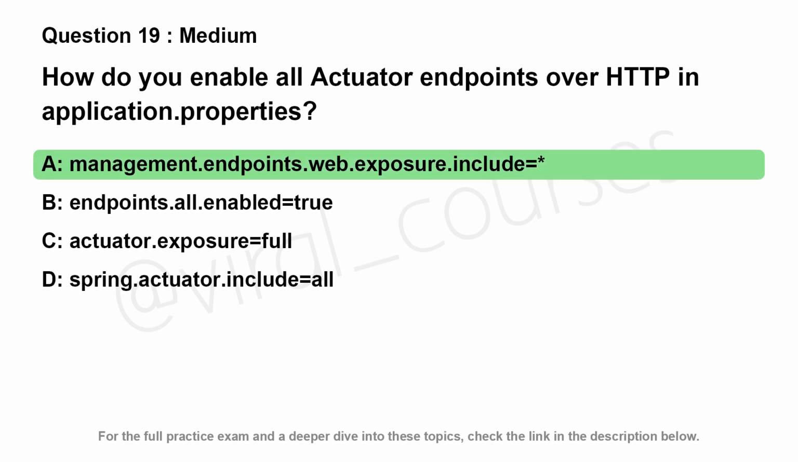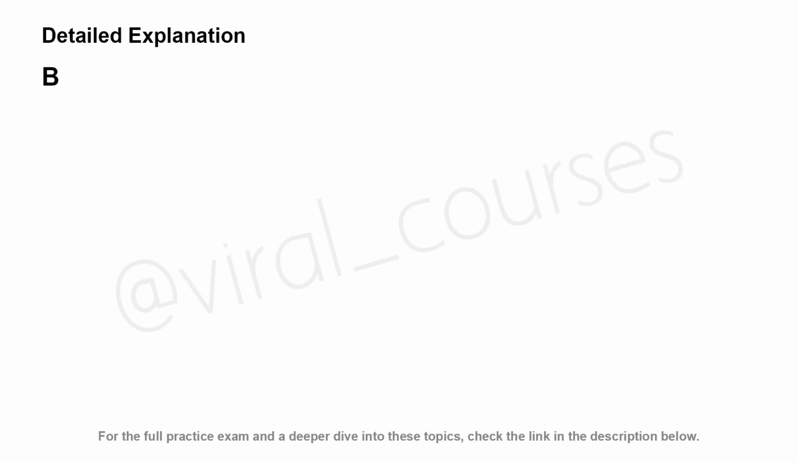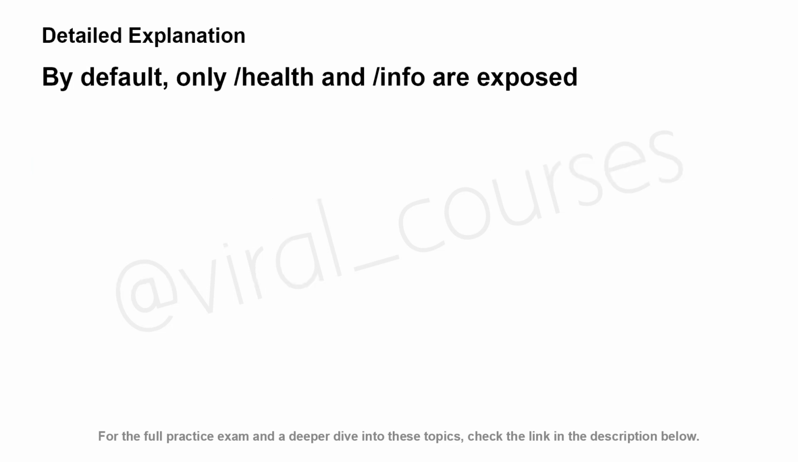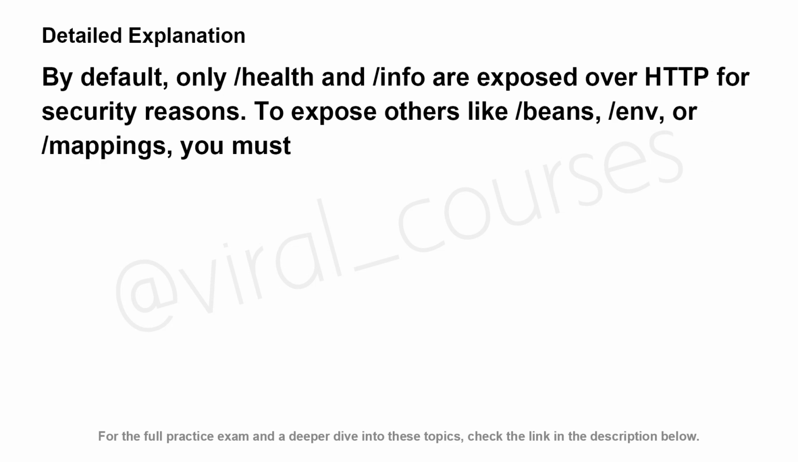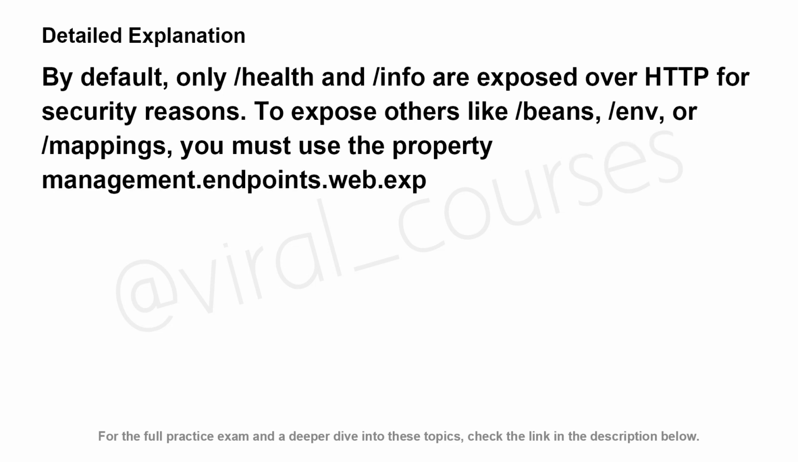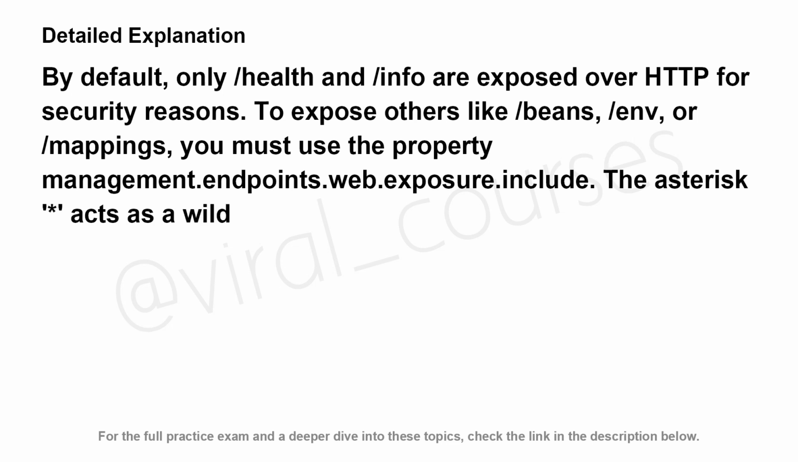The correct answer is A. By default, only health and info are exposed over HTTP for security reasons. To expose others like beans, env, or mappings, you must use the property management.endpoints.web.exposure.include. The asterisk acts as a wildcard to include all.